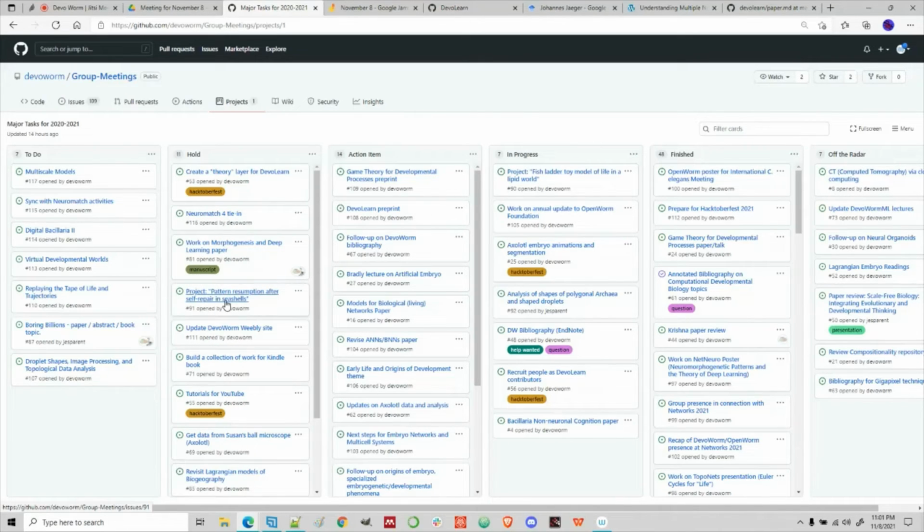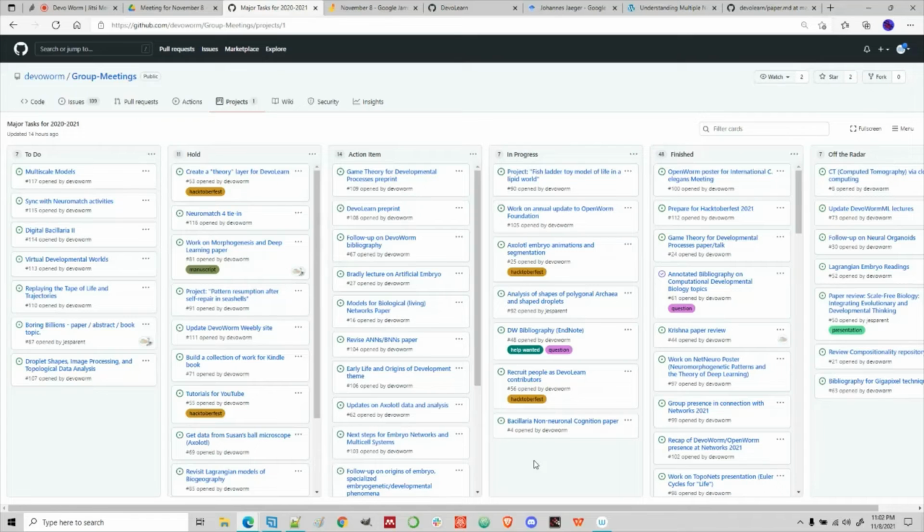Some of these things, like pattern resumption after self-repair in seashells, is a project that we haven't talked about in many, many months, maybe even years. So if you're interested in that, maybe inquire. We also have other things in here that we've talked about in the past, but maybe we need to revisit more. So we need to think about these different projects.